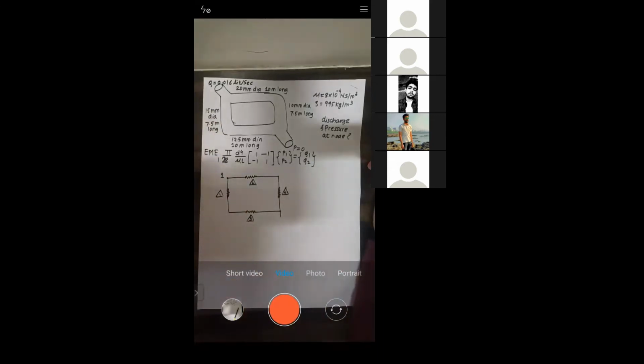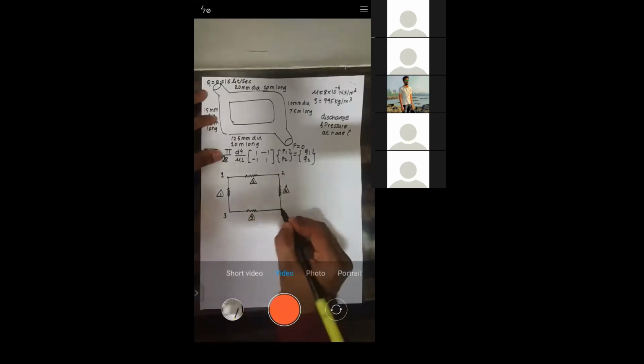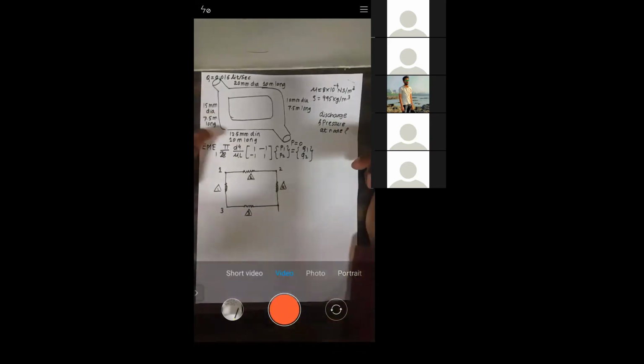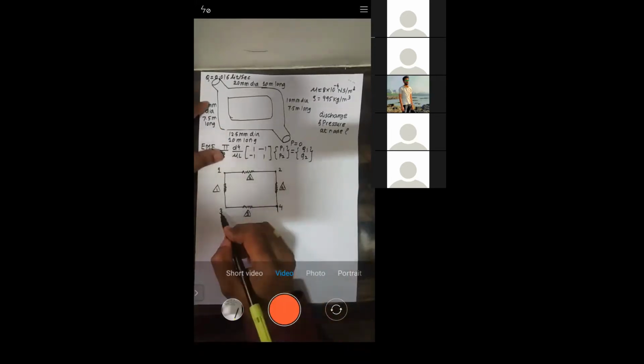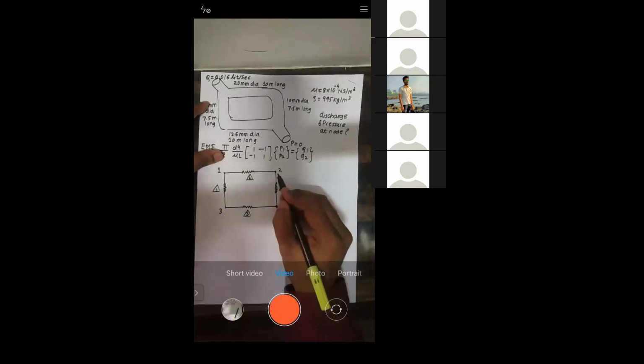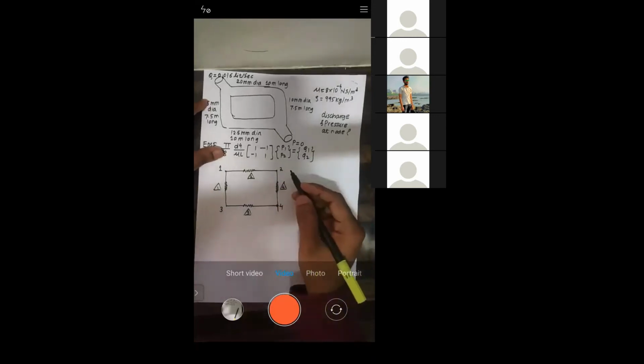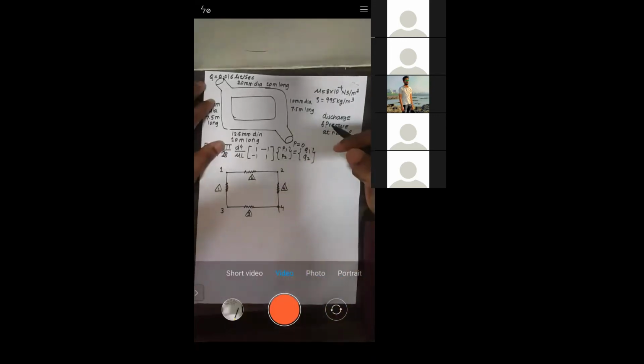Sir, in fluid flow, does the node differ at a change in direction? No, how to number the nodes is up to you, as per your convenience. There is no alternative way. If you want this to be 2, you give 2. Sir, does the node change when the direction changes in fluid flow? No, it's not like that.